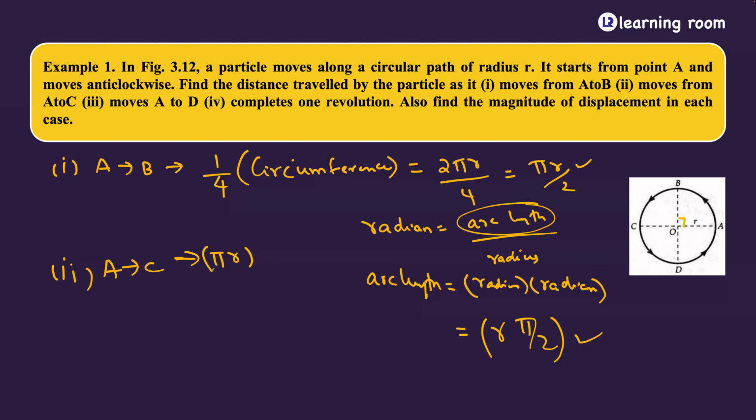Then when the particle moves from A to D, what is happening here? It is covering pi r, so this length is pi r plus pi r by 2. Can I write it as pi r plus pi r by 2, which is 3 by 2 pi r?